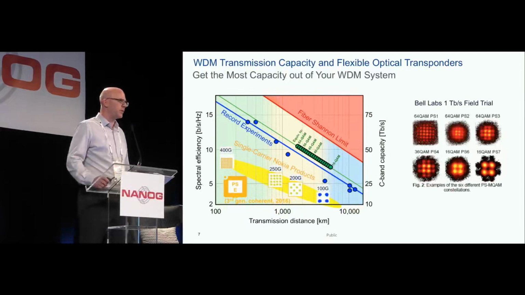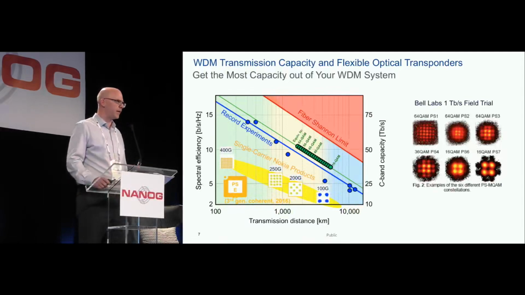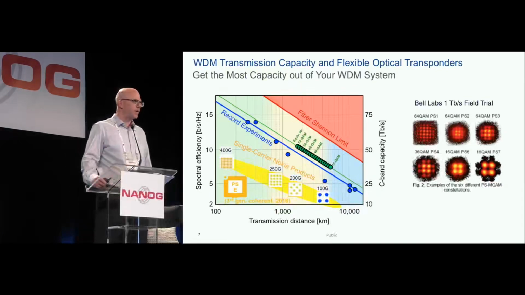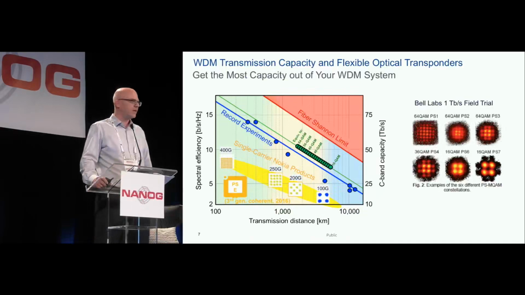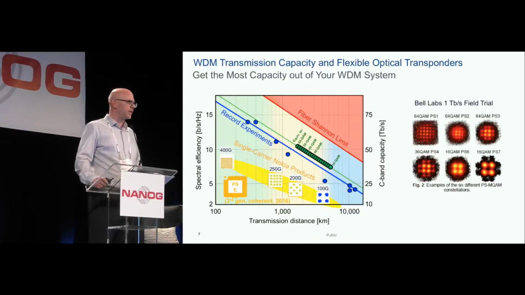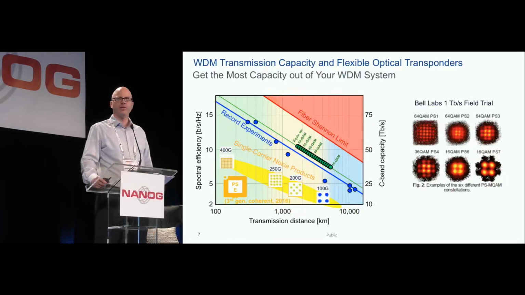Single mode fiber capacity. And we have, for example, down in the yellow, single carrier products that can change bit rate. So we can have 400 gigabit per second, 200, 250, 100 gigabit per second. And you see this trade-off between spectral efficiency and transmission distance.